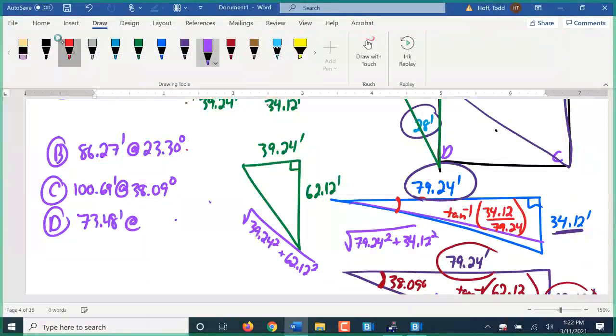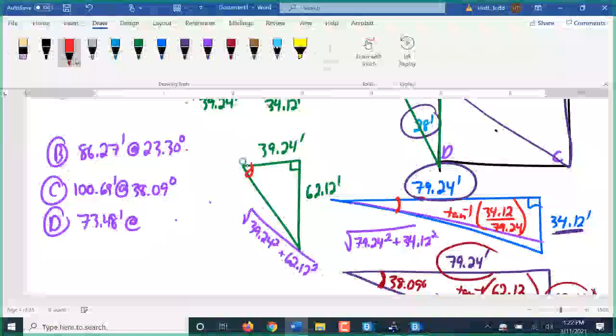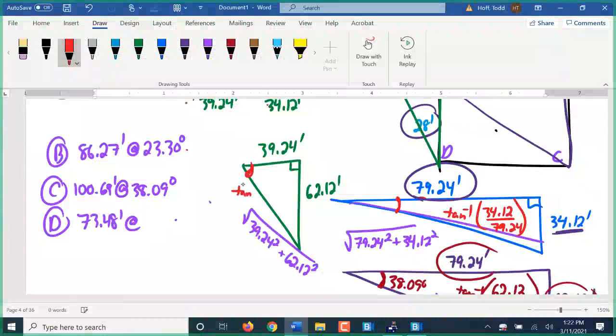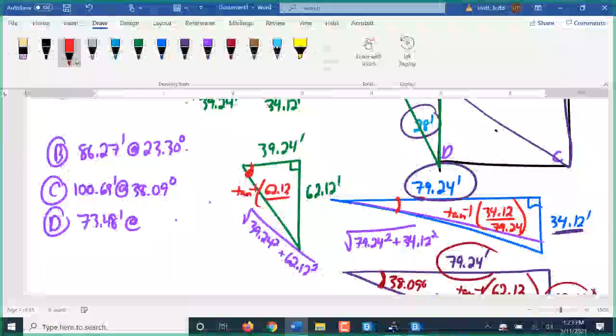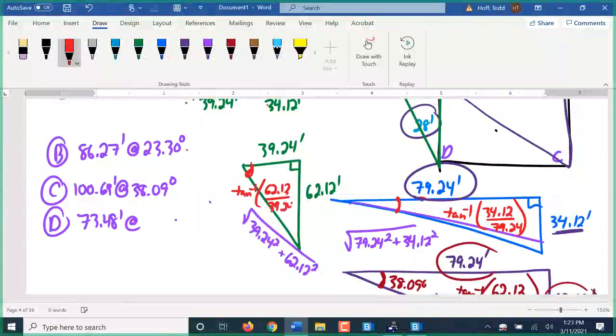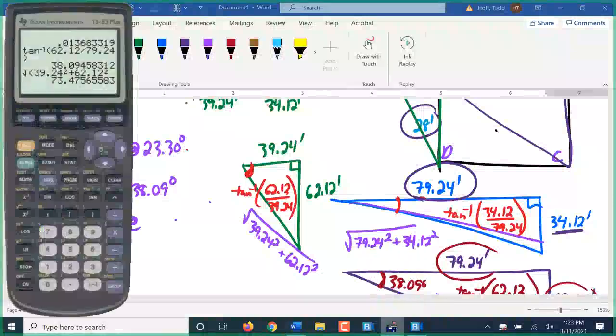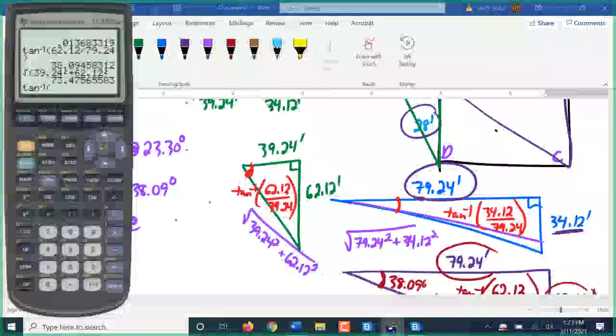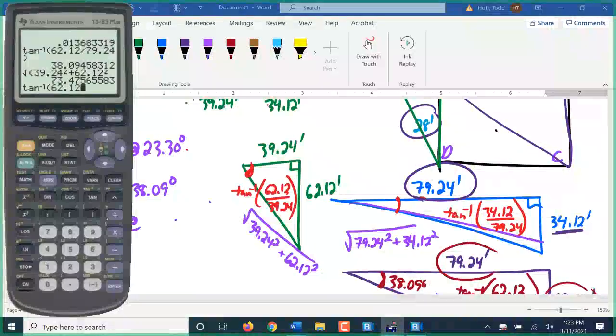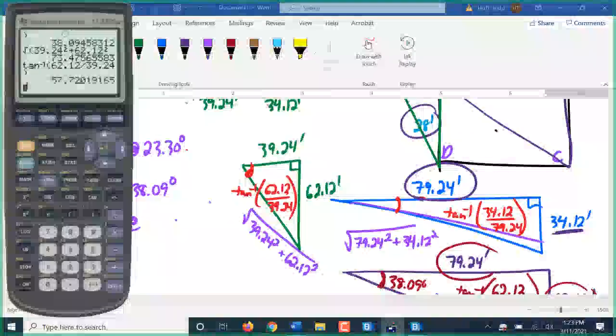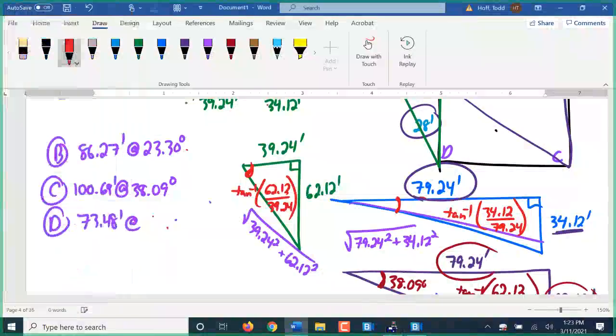at, well, this angle here again is going to be an inverse tangent of the opposite, 62.12, over the adjacent, 39.24. Now, the opposite side is longer than the adjacent side, so we're expecting this angle to be more than 45 degrees. Giving us 57.72 degrees.